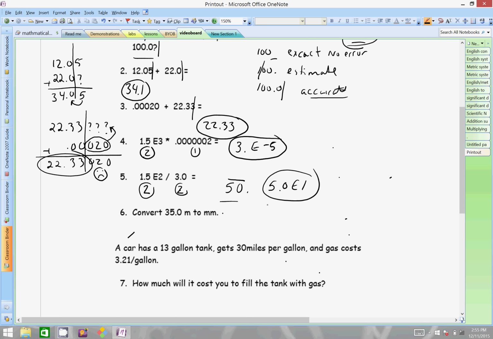That caused people problems. This is an old test. That caused people to hit a little bump there on that one. So that was probably the most common wrong answer on this particular test.